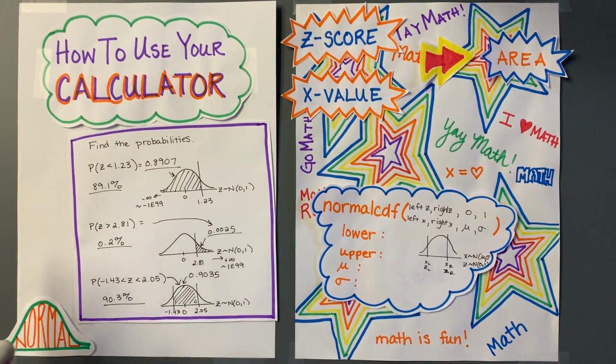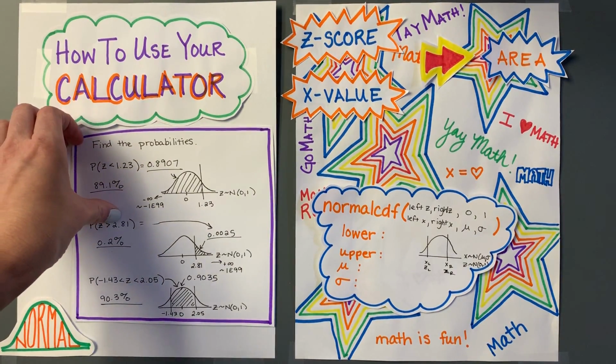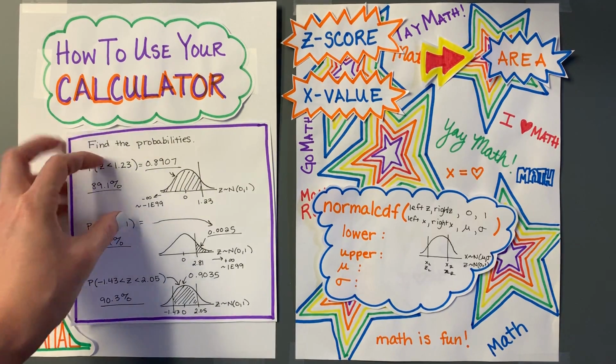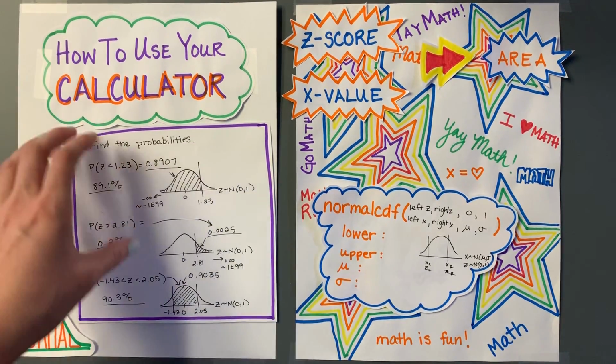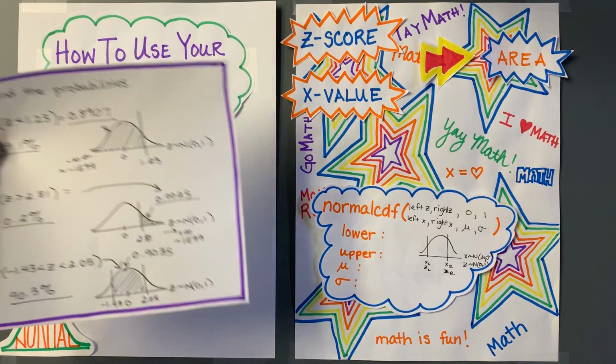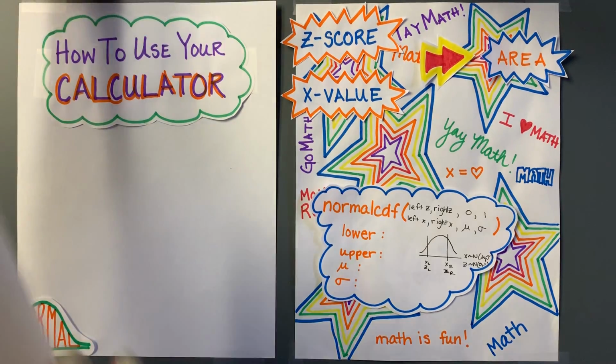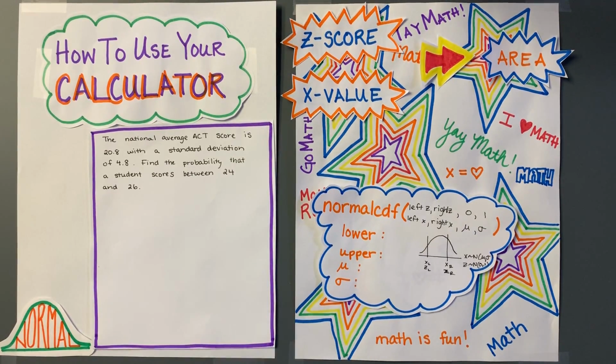So you can see how the calculator really sped this work up and made it a lot faster. But that was great. These were z-scores. These wouldn't have been very difficult to do by hand with our table. So let's look at something that would be a little bit trickier.